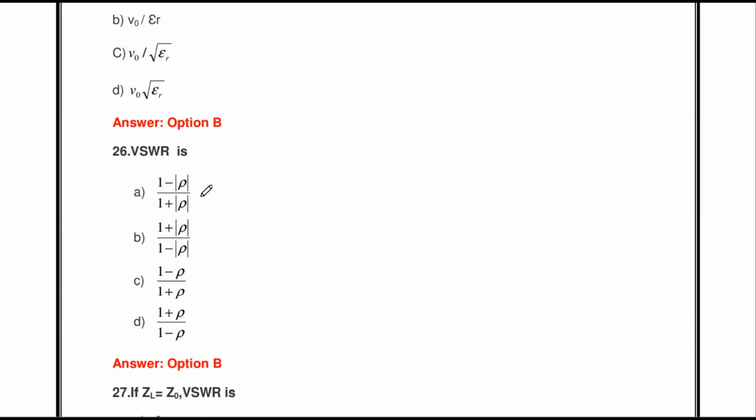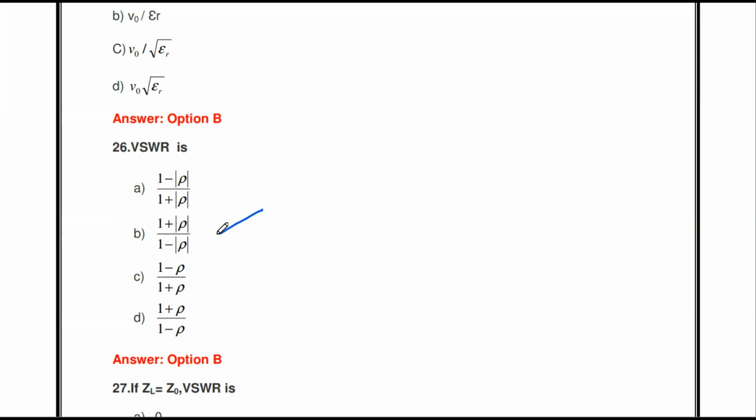VSWR is dash. So what is the formula for the VSWR? The four choices given: 1 minus modulus rho divided by 1 plus modulus rho, 1 plus modulus rho divided by 1 minus modulus rho, then 1 minus rho by 1 plus rho, 1 plus rho by 1 minus rho, where rho is the reflection coefficient. So the correct formula for VSWR is 1 plus modulus rho divided by 1 minus modulus rho, where rho is the reflection coefficient. So B is the correct answer.